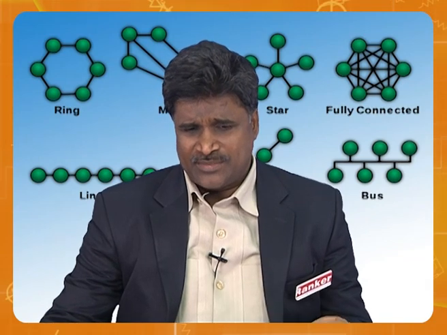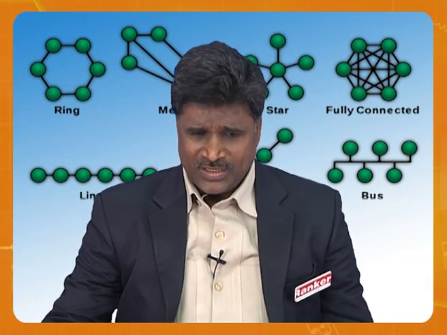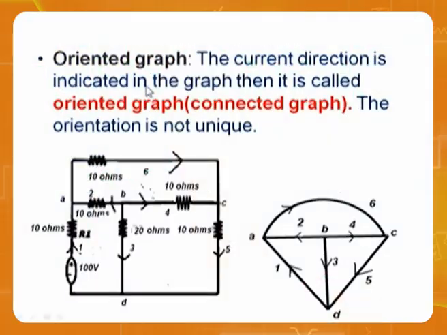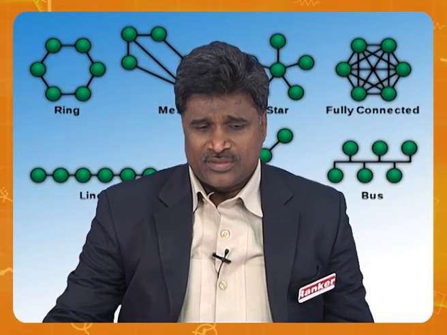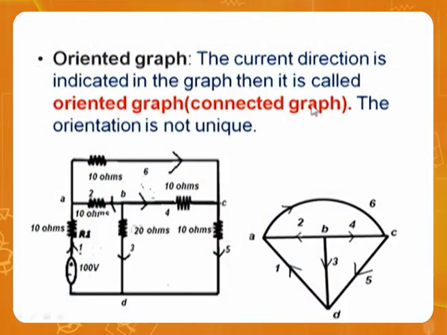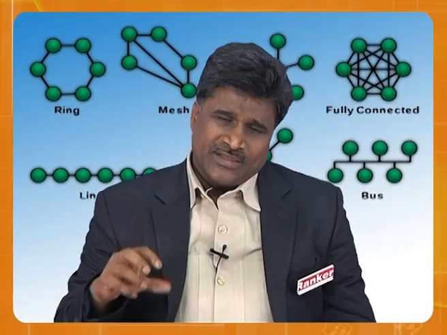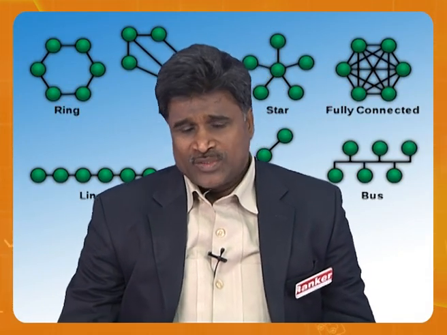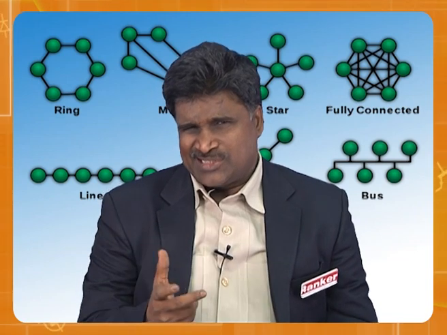The word orientation means some direction. So whenever there are current directions given for a graph, that's called an oriented graph or connected graph. Because in engineering, particularly in electrical and electronics, whenever you say the word connected, that means current flows. So to say current, we always use the word orientation.